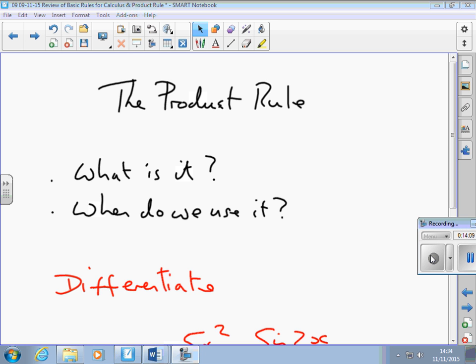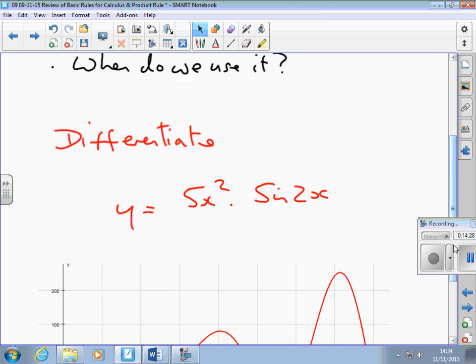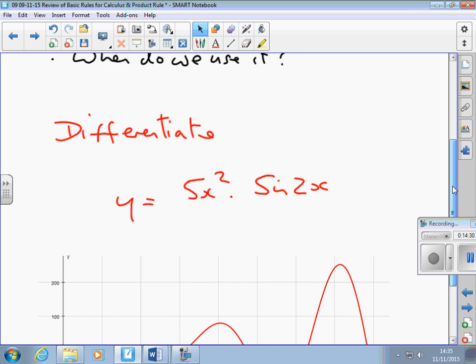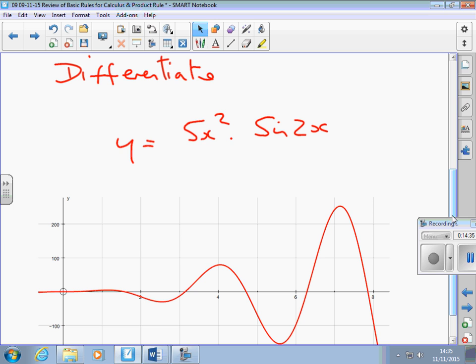I said at the beginning there were going to be 3 rules we looked at. This is the first one, the product rule. What is it and when do we use it? Because you're going to get 3 tasks in the assignment, and the first thing is going to be deciding which rule am I using? I'm going to try and differentiate something like this: y equals 5x squared sine 2x. Let's look at this for a minute.